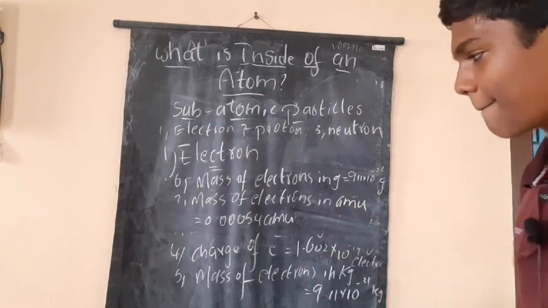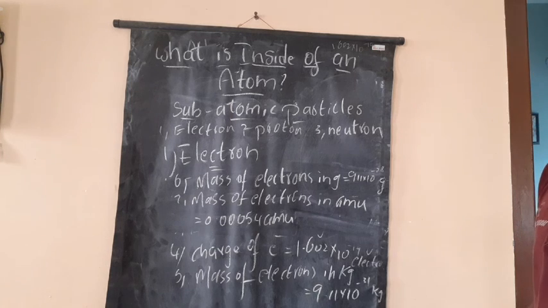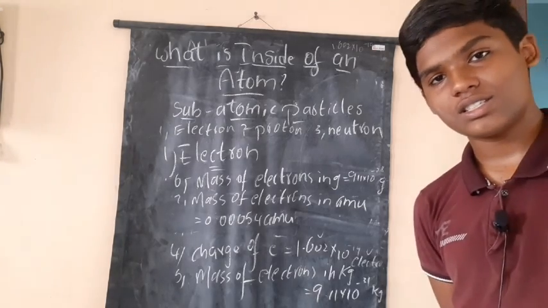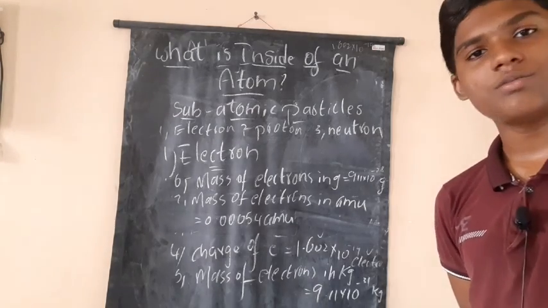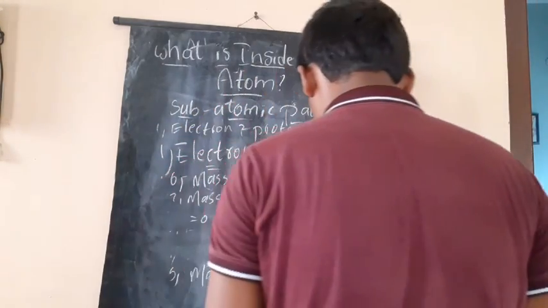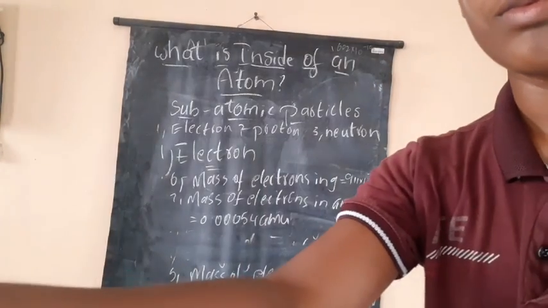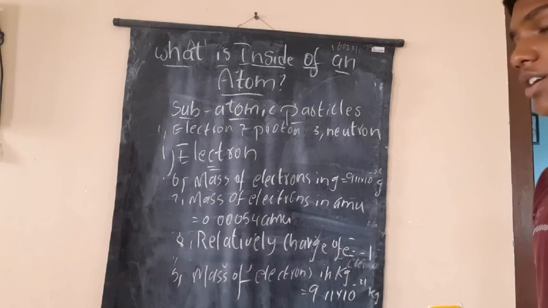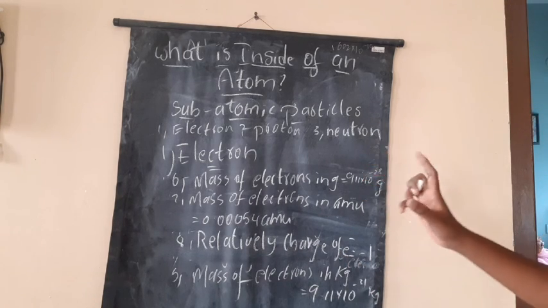Okay friends, and now we will discuss the relative charge of electron. Electron has negative charge, and the relative charge is minus 1. So the relative charge of electron is minus 1. These are some important properties and functions we can see in electrons.